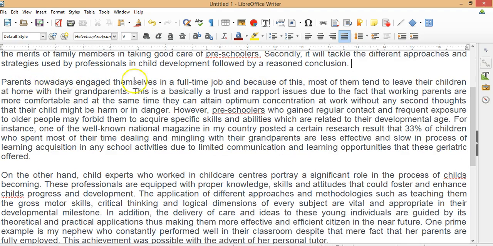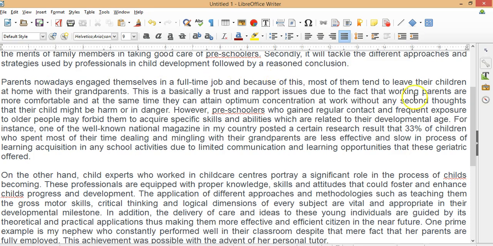Parents nowadays engage themselves in a full-time job. Nowadays engage themselves. Why is it past tense? Engage themselves or are working. Well, you don't engage yourself in a job, really, do you? I'm not sure if that's a correct verb. Parents often find parents these days often work full-time or often work in a full-time job.